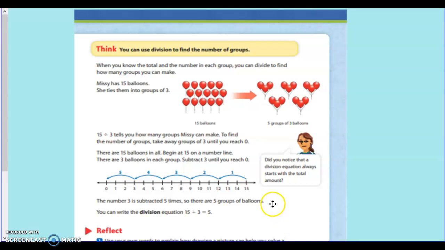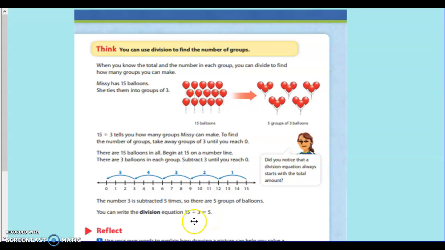Now this part is really important, okay? Did you notice that a division equation always starts with the total amount? Look at this. 15 divided by 3. Your division equations always have that total, that big number, out in front because that's the number you're dividing out or sharing. So in division, you'll start with the total, and you're either going to divide it out to find how many groups, or you're going to divide it out to find how many are in a group.